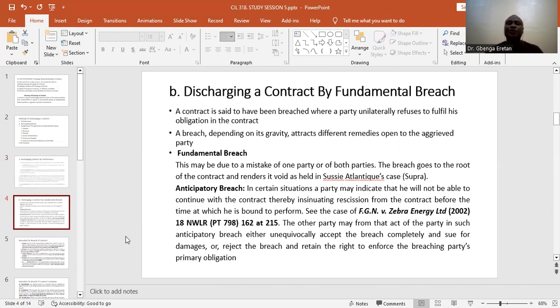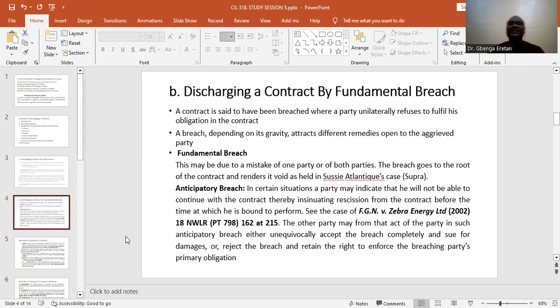And a breach of contract could take different categories. It depends on the gravity of the breach and the remedy that is available to the aggrieved person. Then we talk about fundamental breach. A fundamental breach is a breach of contract on the part of the person who breaches the contract that strikes at the root of the contract. In other words, it strikes at the heart of the contract, which renders the contract void. In other words, the person who breached the contract strikes at the root of the contract, and the person who suffered loss from the contract can make the contract void. In other words, it is a breach that will make the contract not binding on the other person.